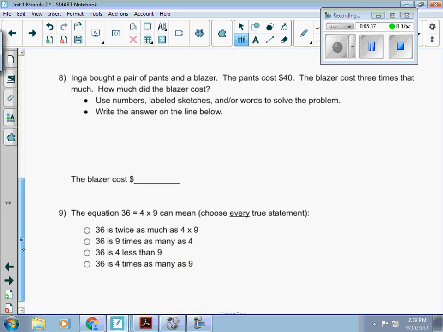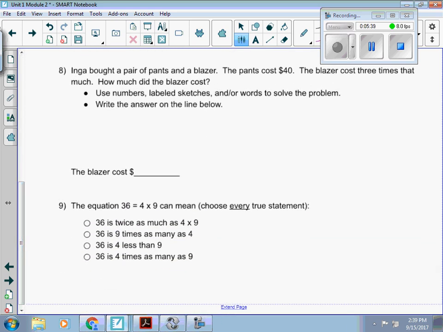And number 8, Inga bought a pair of pants and a blazer. The pants cost $40. The blazer cost 3 times that much. How much did the blazer cost? Okay, so I have the pants costing $40 and the blazer costing 3 times that, which means that I want to do 3 times my pants, which is 40, equals the blazer amount.